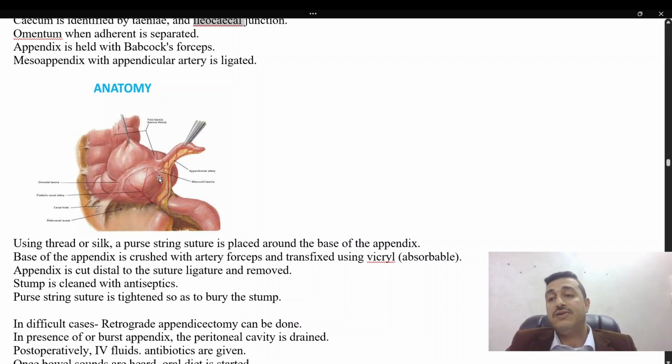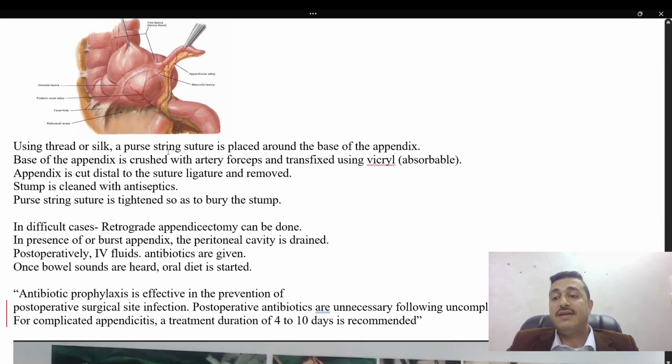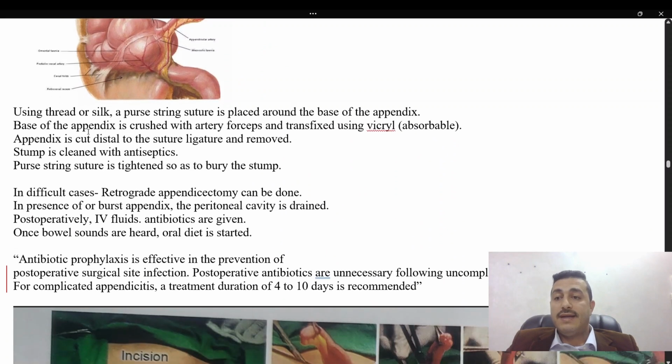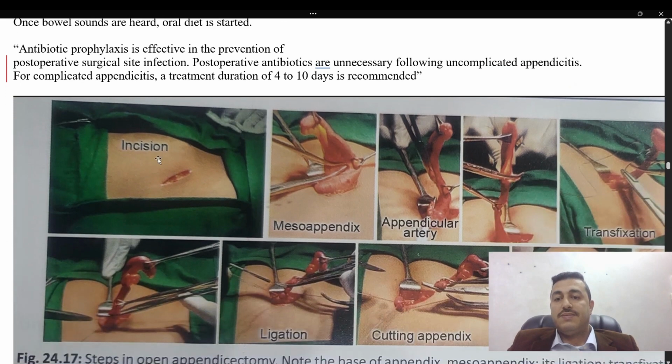This is not mandatory. So here you can see the mesoappendix and the appendicular artery is ligated, and the base of the appendix is crushed with artery forceps and transfixed with Vicryl. Okay, these are the steps. Here is our incision. This looks like a McBurney incision. And the mesoappendix.